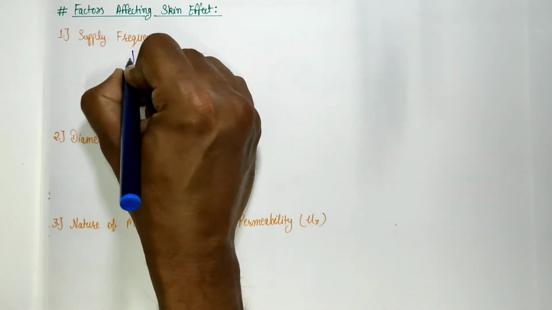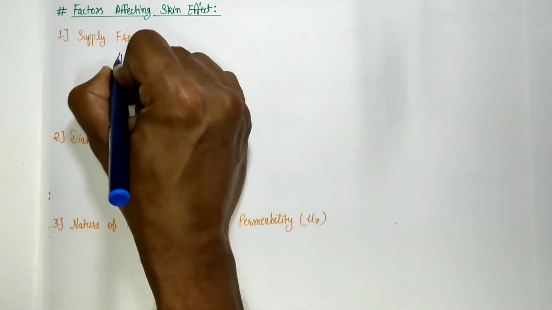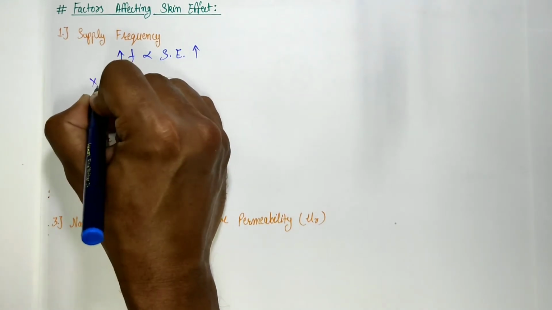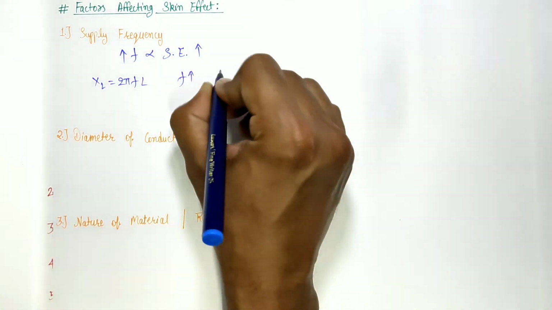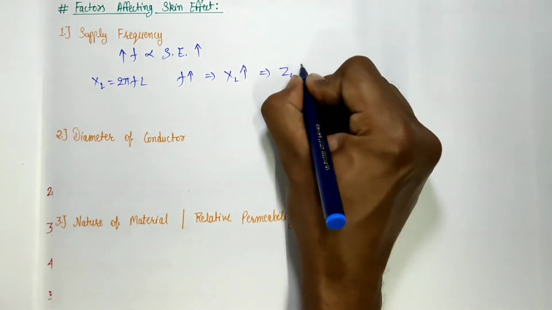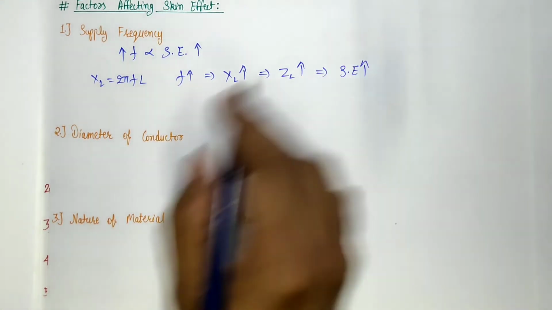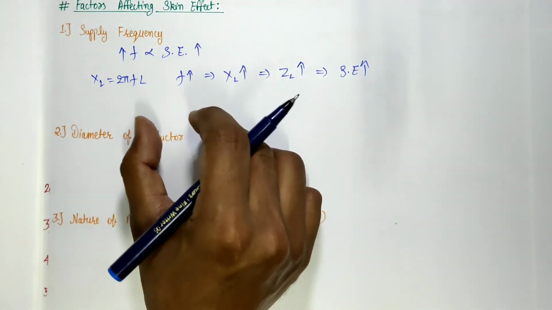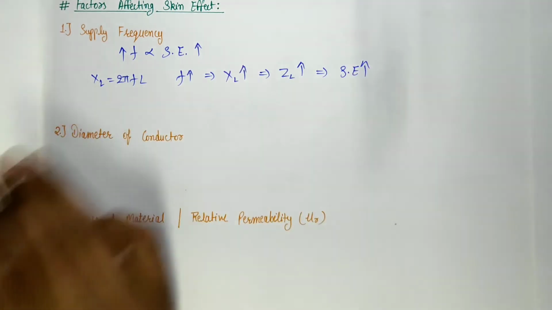So guys, the supply frequency is directly proportional to the skin effect. It means that if supply frequency increases, then skin effect will also increase. Why? Because you know that XL is equal to 2 pi F L. So if F increases, then XL will also increase, and then ZL will also increase, and because of this skin effect will also increase. So if supply frequency increases, then skin effect will also increase, and because of this you will see that at higher frequencies of AC current, skin effect is more prominent as compared to the lower frequencies.